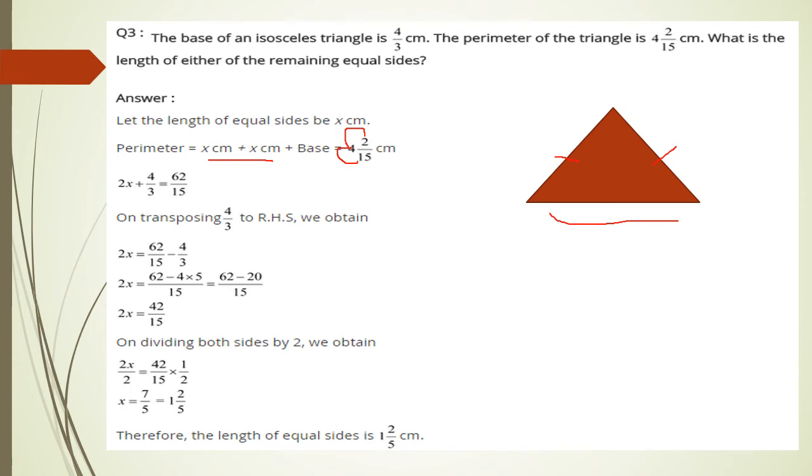Children, we know the base value as 4 by 3; 15 fours are 60, 60 plus 2 is 62, so 62 by 15. On transposing 4 by 3 to the RHS, we write 2x as it is. Here plus 4 by 3 is there, no? If we transpose it to this side, it becomes minus 4 by 3. So 2x equals 62 by 15 minus 4 by 3.